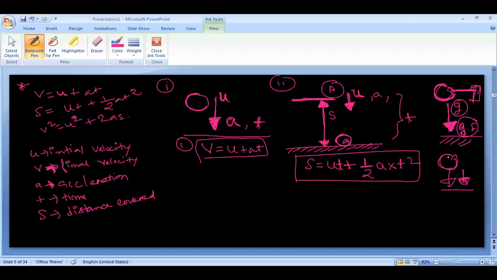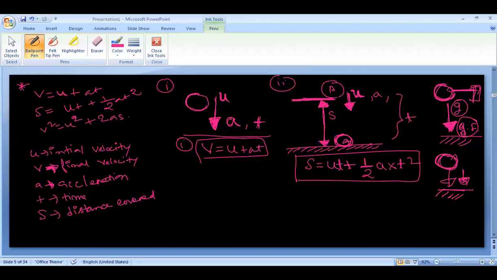Now see, suppose this body is falling towards the ground, and the distance between the ground and this body is s. When the body moves towards the ground with initial velocity u and acceleration a, after time t it will strike the ground.